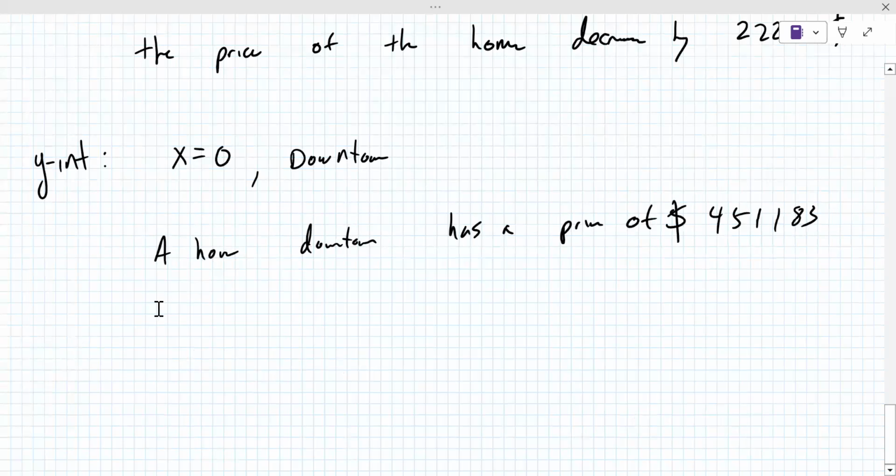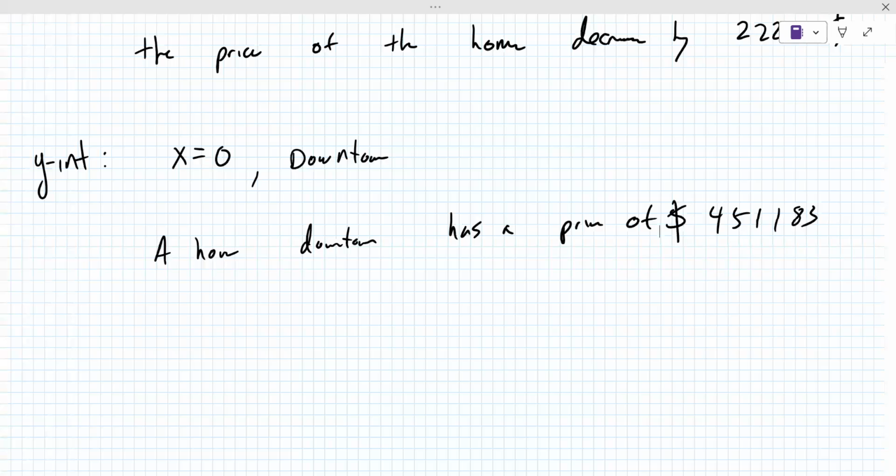But notice I'm not saying X equals 0. I'm not saying the y-intercept. You're supposed to give it a physical meaning. And sometimes downtown has a price. And sometimes it does not have a physical meaning. And we'll maybe see that in a future problem here, depending on what they throw at us.